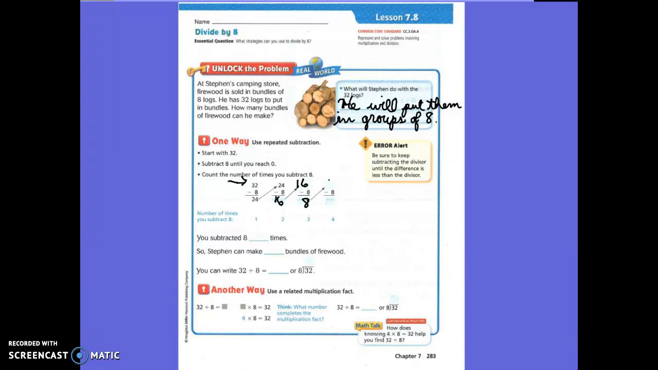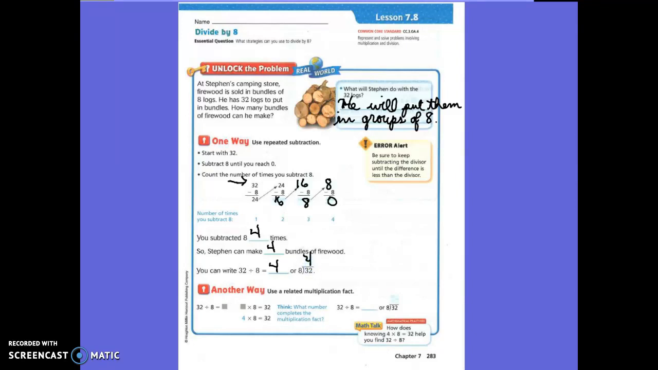Then you put the answer on top again. And you have 8 minus 8, which is what? 0. When you get to 0 is when you get to stop. You subtracted 8 how many times? 4 times. So 32 divided by 8 equals 4. And how many bundles of firewood can he make? 4. You can also write 32 divided by 8 in the house.